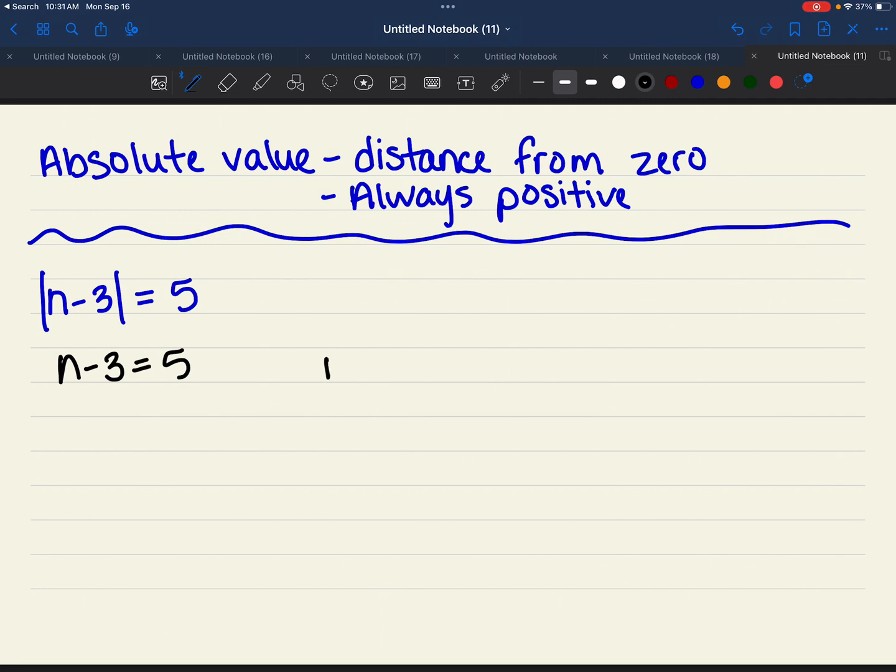Now, my second equation is going to look exactly the same, but instead of positive 5, what number would I use? Negative 5. Why would that change? Because we just talked about how 2 numbers have the same absolute value. One's positive, one's negative. So now all I have to do is solve these 2 equations for n.